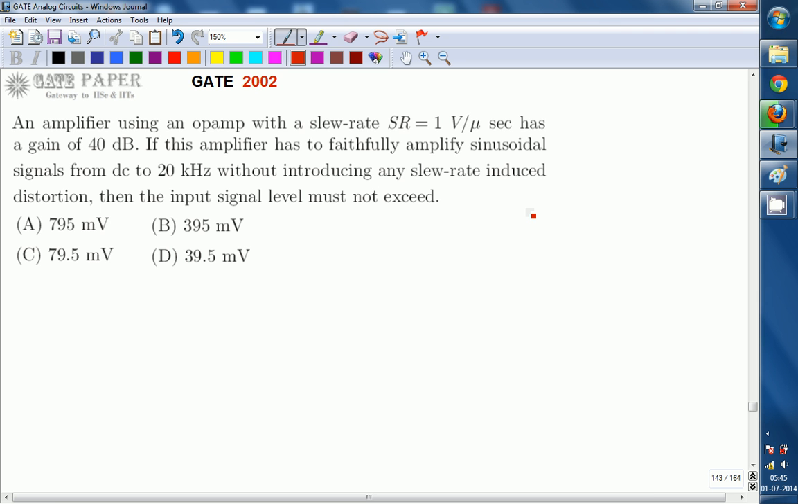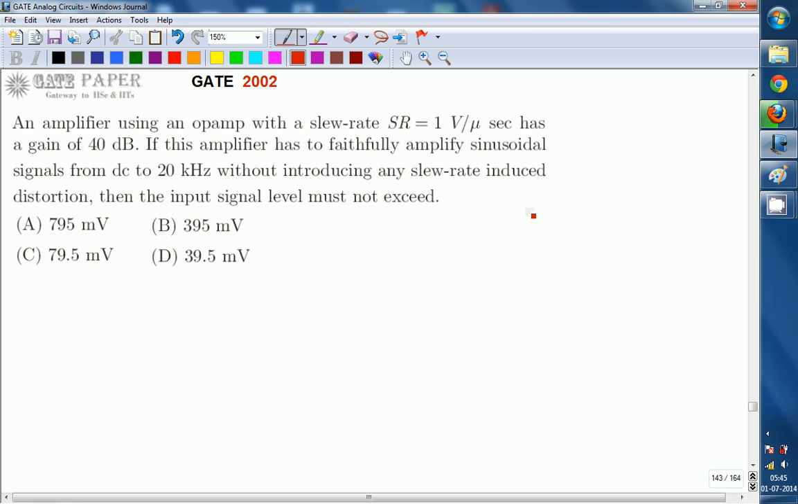An amplifier using an operational amplifier with a slew rate of 1 volt per microsecond has a gain of 40 decibels. If this amplifier has to faithfully amplify sinusoidal signals from DC to 20 kHz without introducing any slew rate induced distortion, then the input signal level must not exceed.